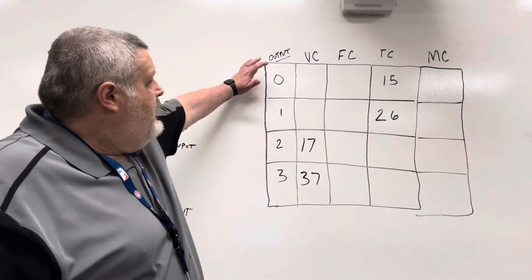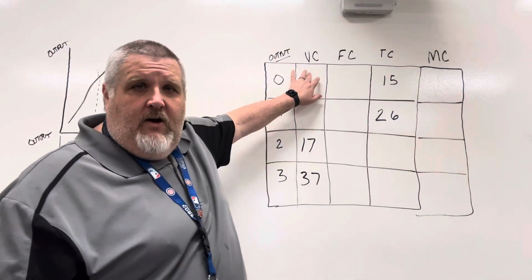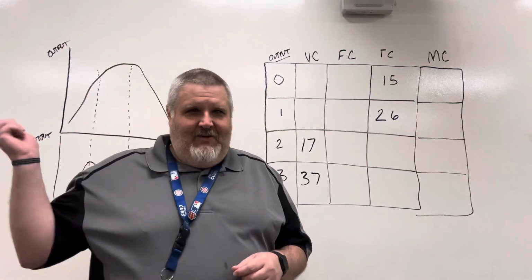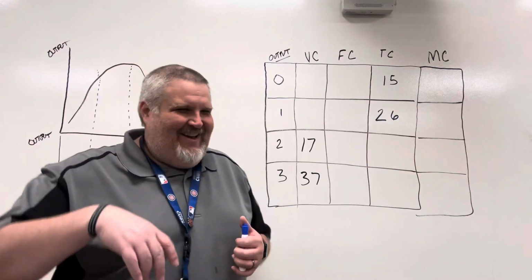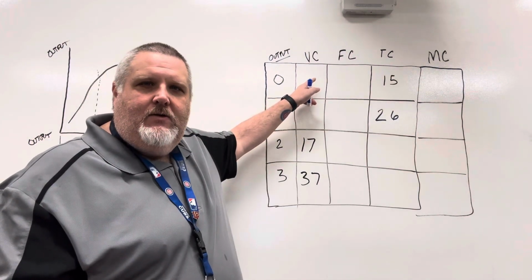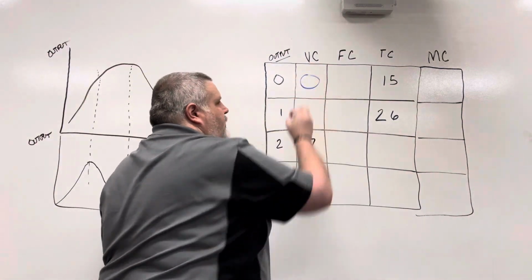So if we look here, we know if we have 0 output, we're gonna have 0 variable costs, right? So that means all of the things that can change, we're not going to pay for those, okay? We're not going to pay for additional workers. And so we're going to have a 0 here, okay?